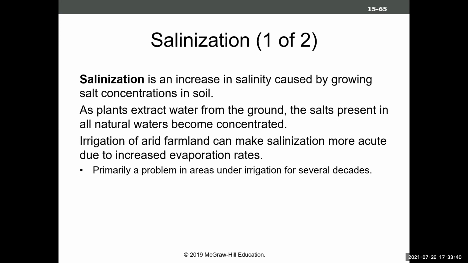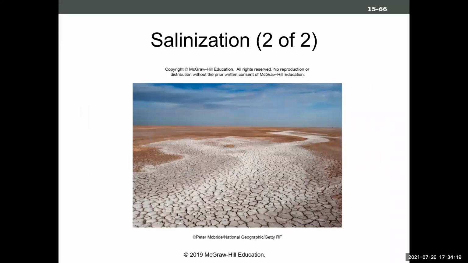So the next issue we have with water is salinization. So this is basically an increase in salinity due to increasing salt concentrations in the soil. So basically, as plants remove water from the ground, the salt that is present in the water stays and becomes concentrated. And so irrigation of an arid farmland can cause that salinization process to happen faster due to increased evaporation rates. And this is especially an issue if the areas have been irrigated for many, many years.